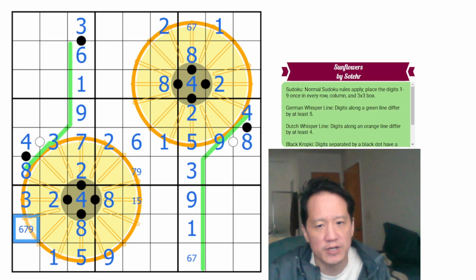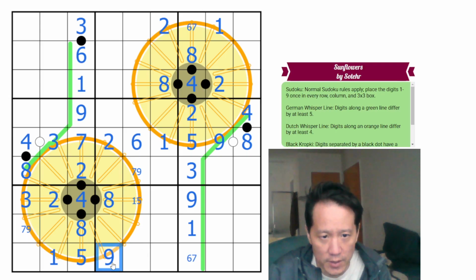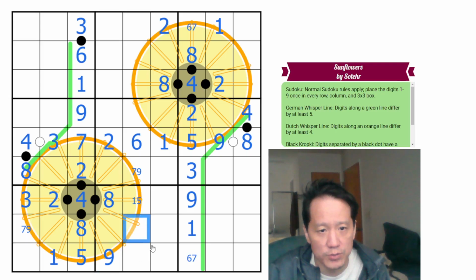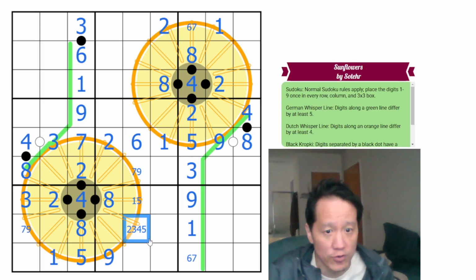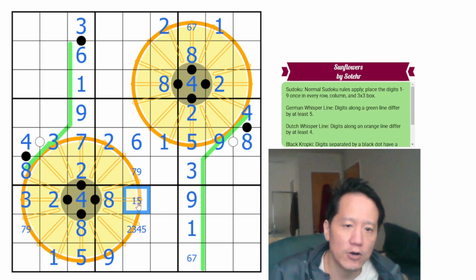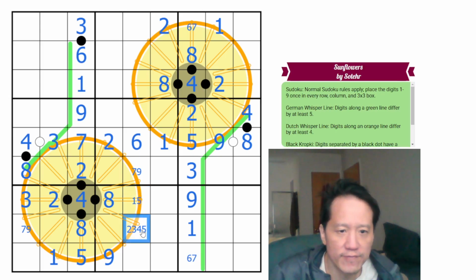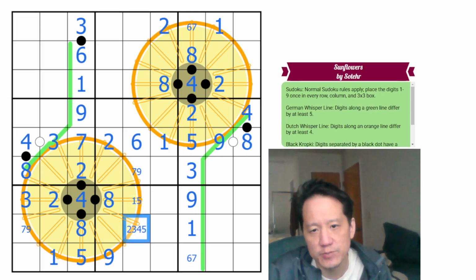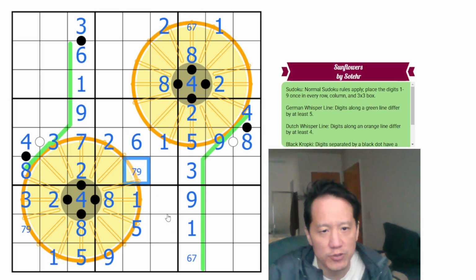The 3 cannot be next to a 6 on a Dutch whisper line, so this has to be 7 or 9. The 9 can be next to a 1, 2, 3, 4, 5, but this can't be 1, so this could be 2, 3, 4, or 5. Now, of these digits, only 1 can be 4 away from 5, and 2, 3, and 4 can't be 4 away from either 1 or 5, so this has to be 5, 1, and we don't know what this is. This could be 7 or 9.